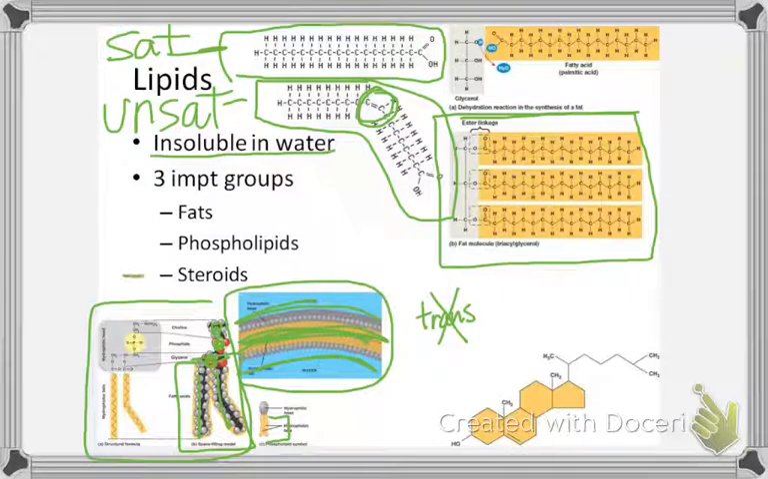Steroids are lipids with 4 fused carbon rings with various functional groups attached. Main example is cholesterol. It's an important component of animal cell membranes. It's a precursor to other steroids like vertebrate sex hormones and bile acids, and it can contribute to arteriosclerosis.